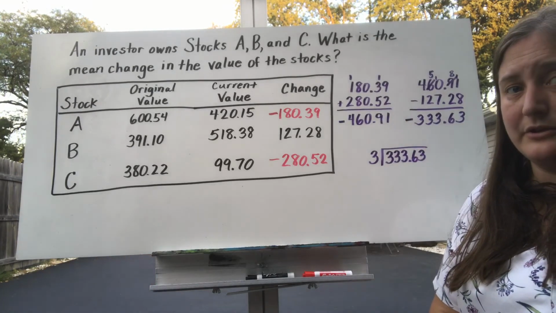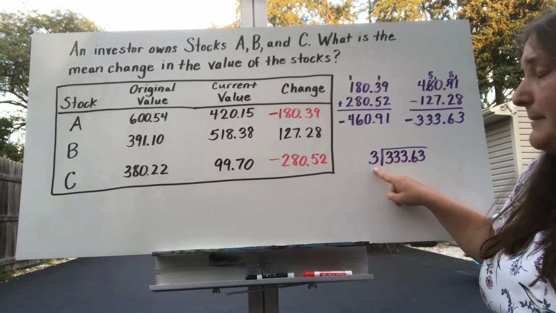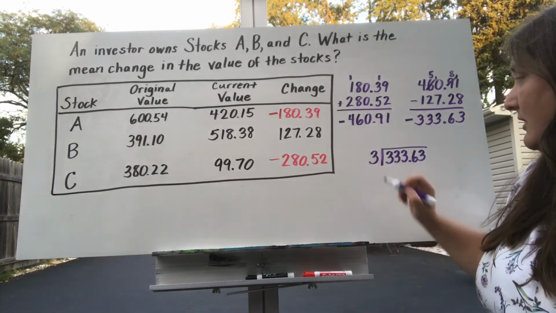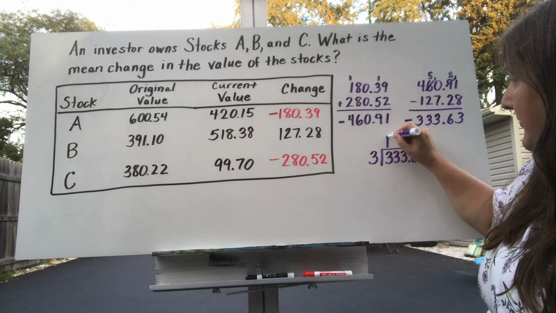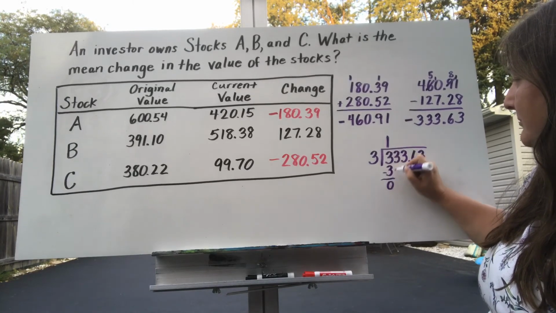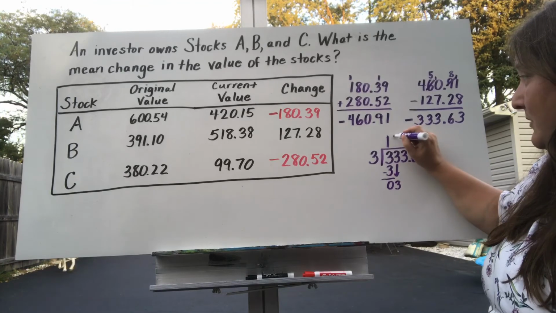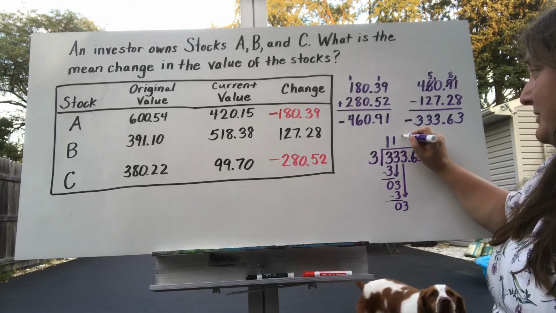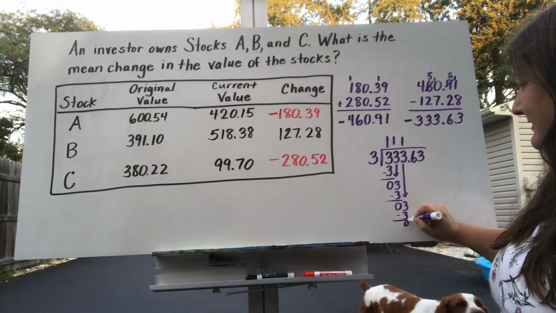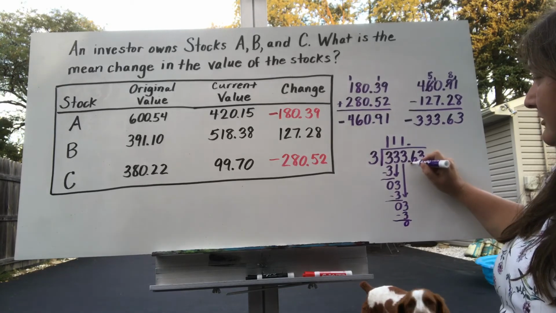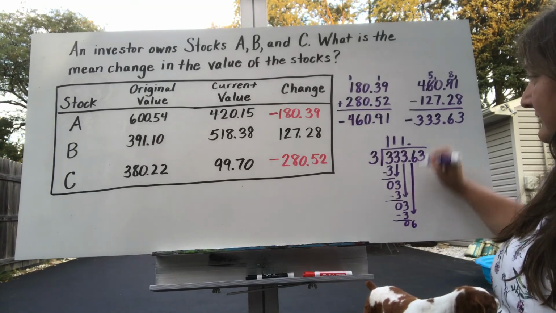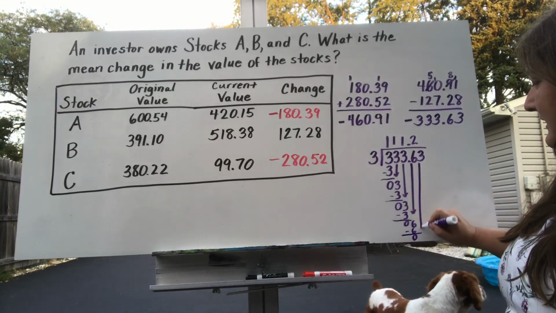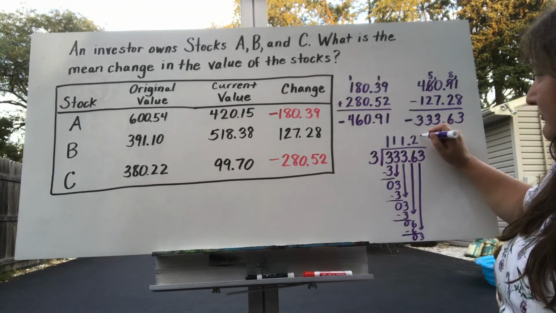So this is how much he's lost at this time. But he wanted the mean value. So I'm going to have to take that number and divide it by 3 because we're talking about the value of 3 different stocks. I added up 3 things. So 3 goes into 3 once. And I'll bring down my next 3. 3 goes into 3 once. And I'll bring down my next 3. 3 goes into 3 once. This is where my decimal is going to go up into my answer, and I'll bring down my 6. 3 goes into 6 twice. Oh, almost running out of space, and I'll bring down my last 3. And 3 goes into this last 3 once.